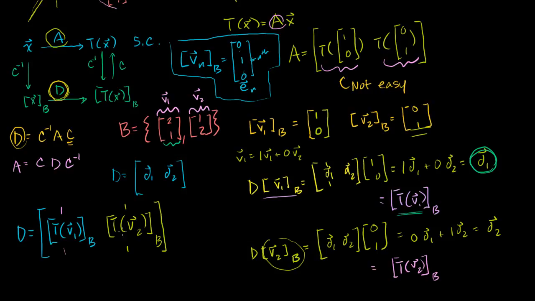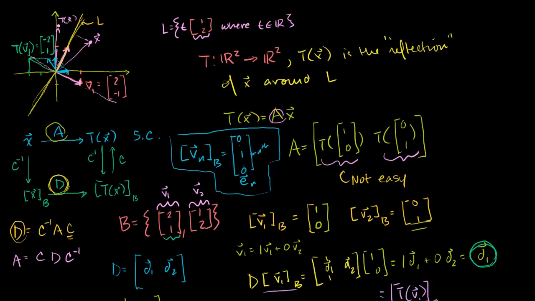Is this any easier? Well, what is the transformation of v1? What is the transformation of v1? Let's go back to our original transformation definition. This is v1 right here, right? The transformation of v1 ended up being minus v1. It equals minus v1.